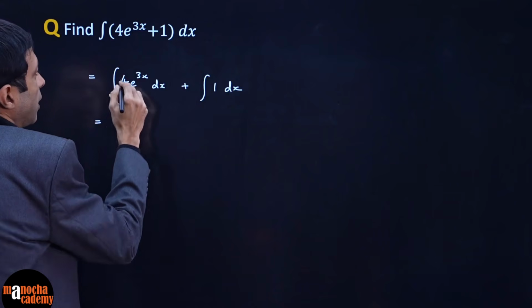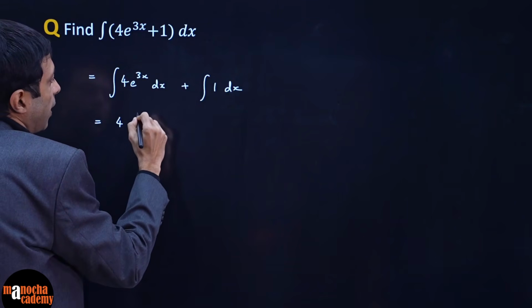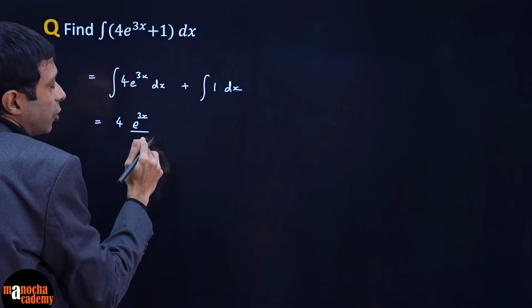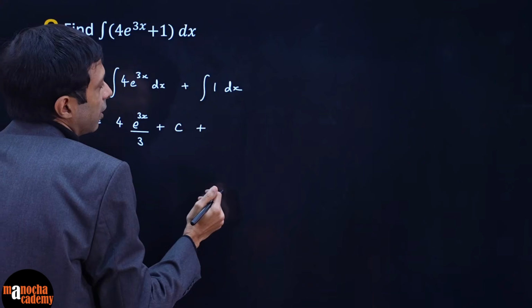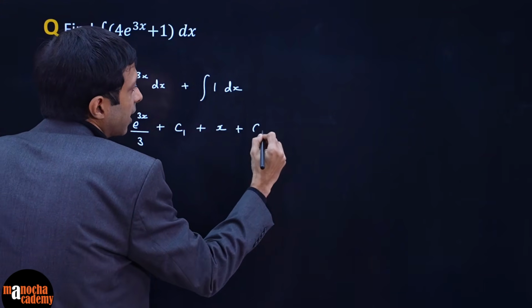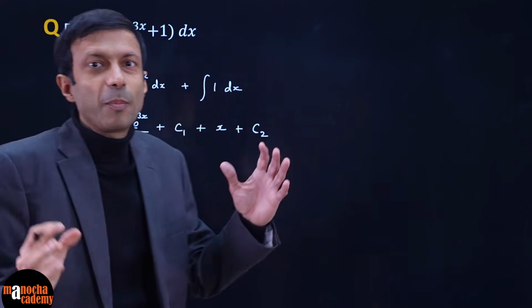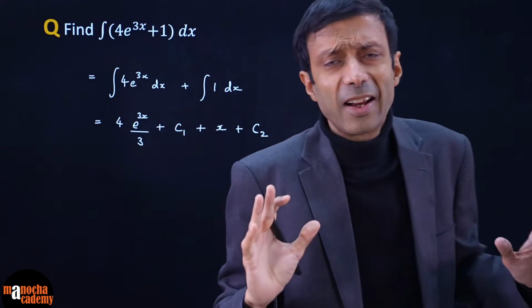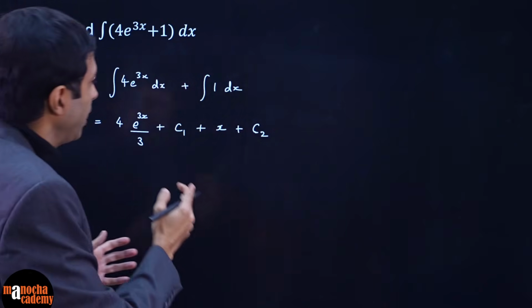So here what will you get? The constant 4 comes out. e to the power 3x we just discussed: e to the power 3x divided by 3, plus c, plus integration of dx will be x plus another c. So this I can call C1, this I can call C2. Will you leave the answer like this? No, because C1 and C2 we can combine into one C. Otherwise C will start crying again, right? So the constants can always be combined. So don't sit and write two constants.